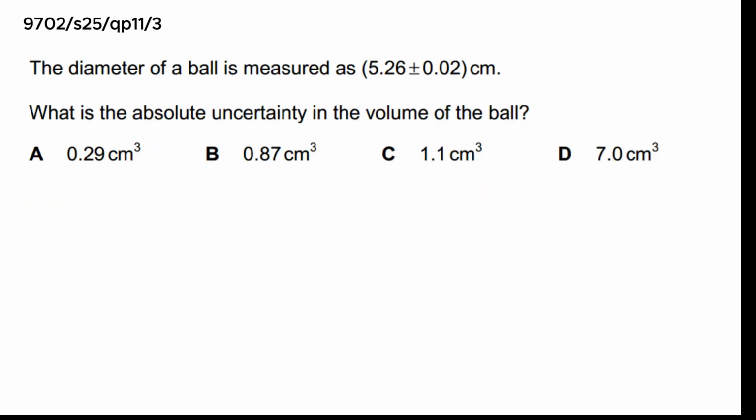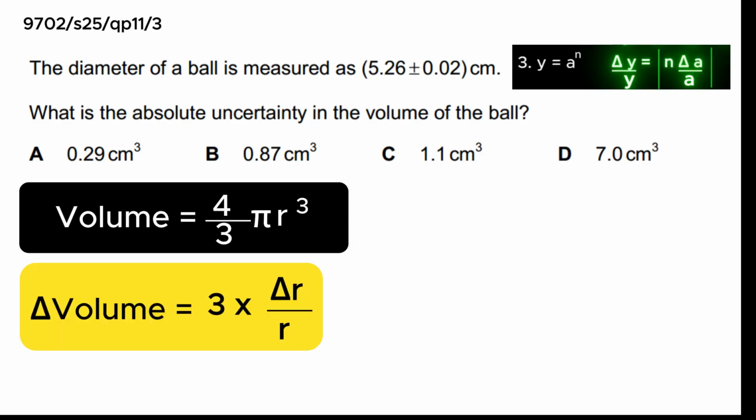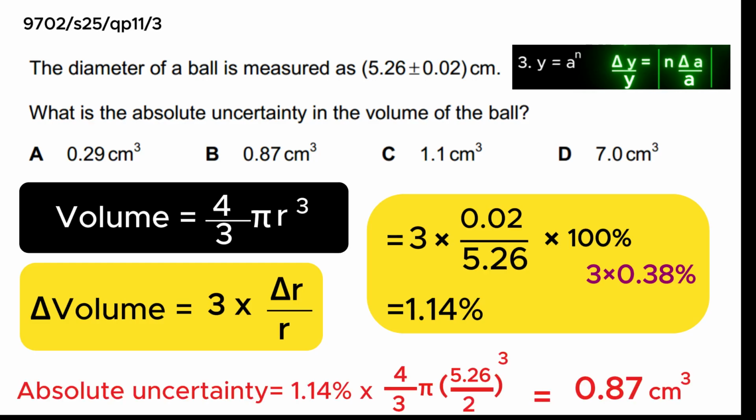Level 3, paper 11. This one is tricky because it asks for the absolute uncertainty in volume. But we have to use percentage rules to get there. First of all, the volume of a ball is 4 over 3 pi r cubed. Again, we apply rule number 3. The power of 3 on radius becomes a multiplier to the uncertainty of radius. So, the percentage uncertainty is 0.02 divided by 5.26 times 100%. With the power 3 as the multiplier, the percentage uncertainty is 1.14%.